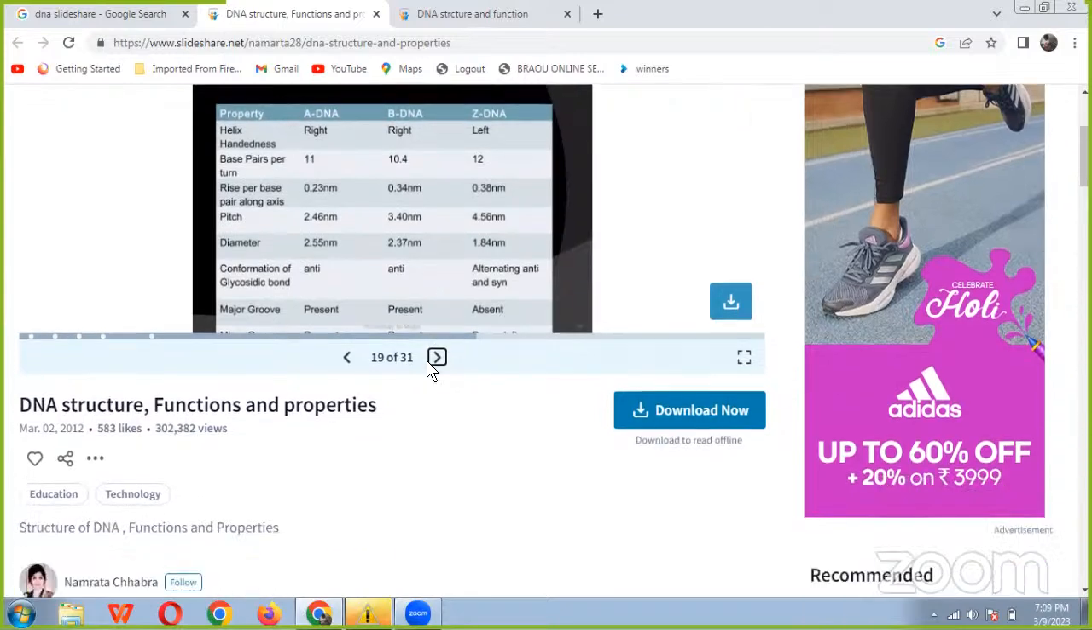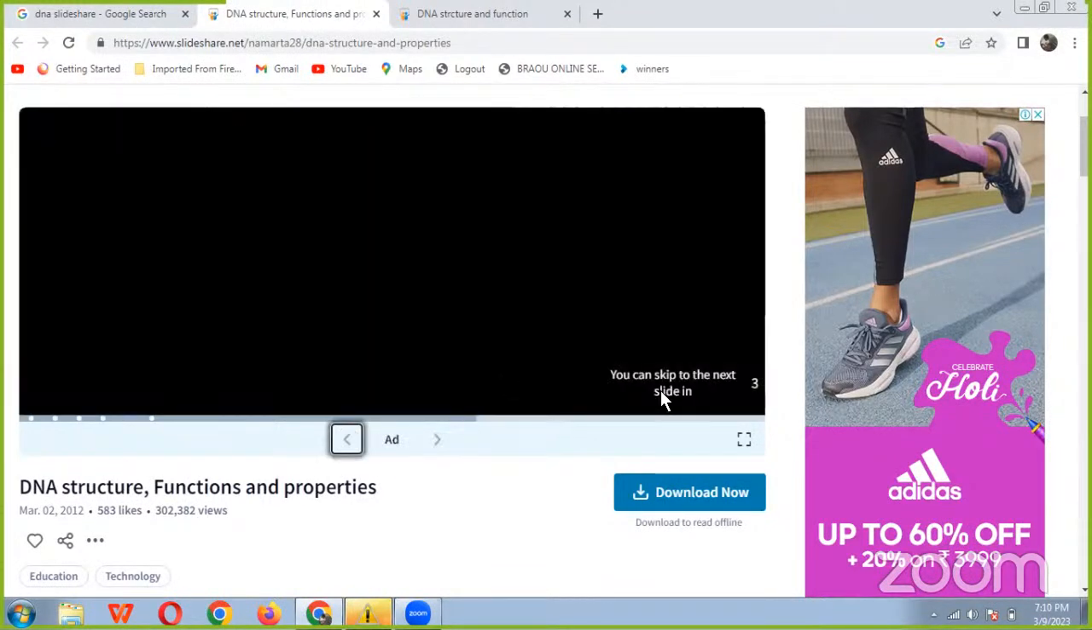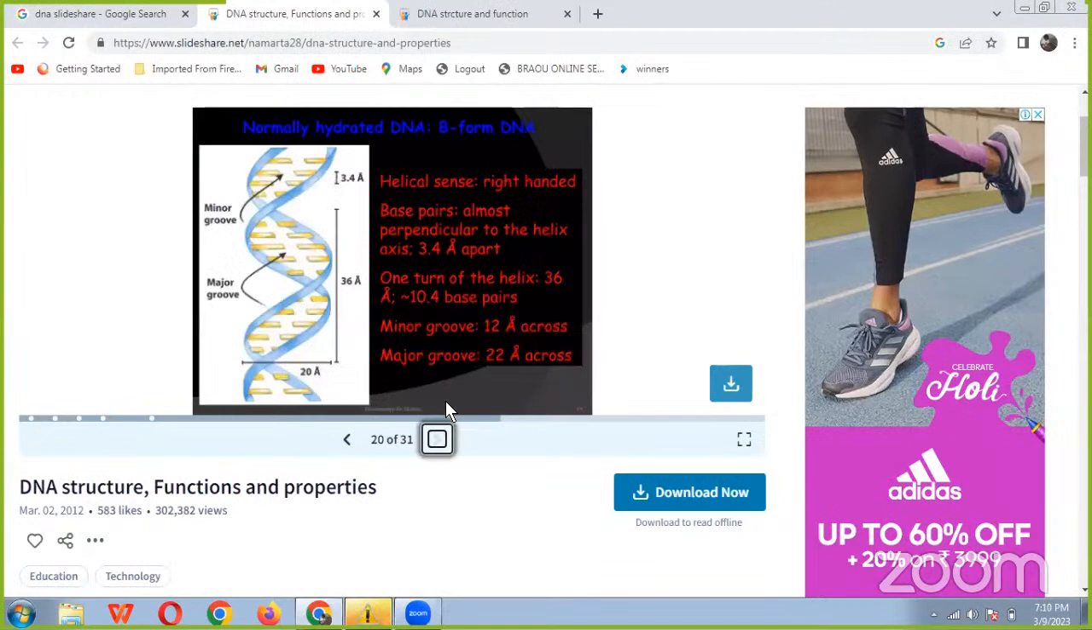Next, this is the normal hydrated DNA, B-form DNA. B-DNA is the right-handed helical DNA. The base pair rise along the helix axis is 3.4 angstroms. One turn of the helix is 36 angstroms, with 10 base pairs.